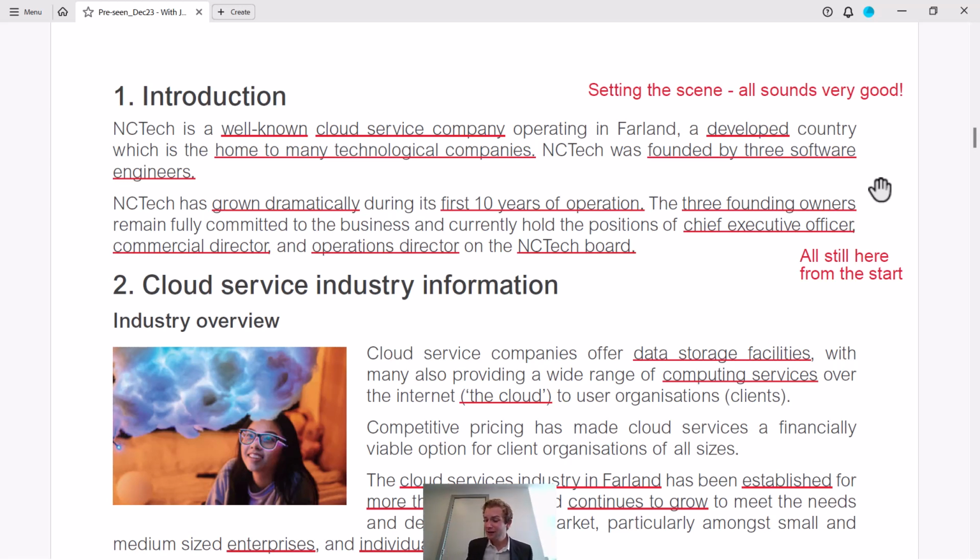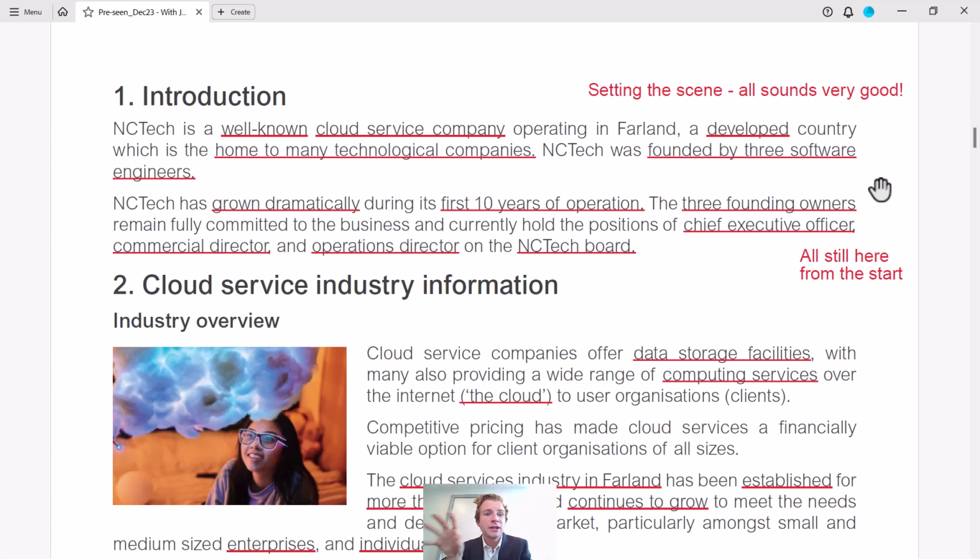Mendelow's matrix, Porter's, Ansoff's, SWOT analysis, PESTLE. These can all come up on there. It's understanding the information in the pre-seen information, and then anything on the exam day on the unseen information, using that and applying it to the given requirements.